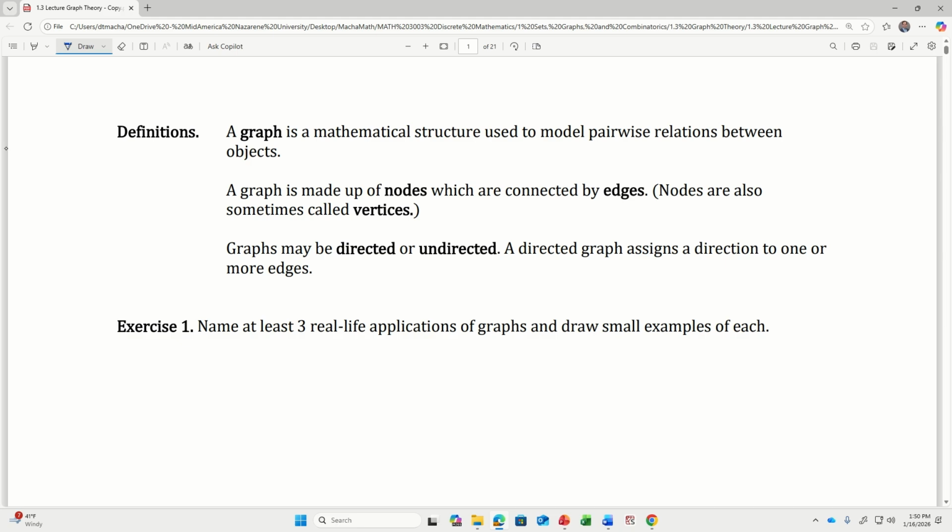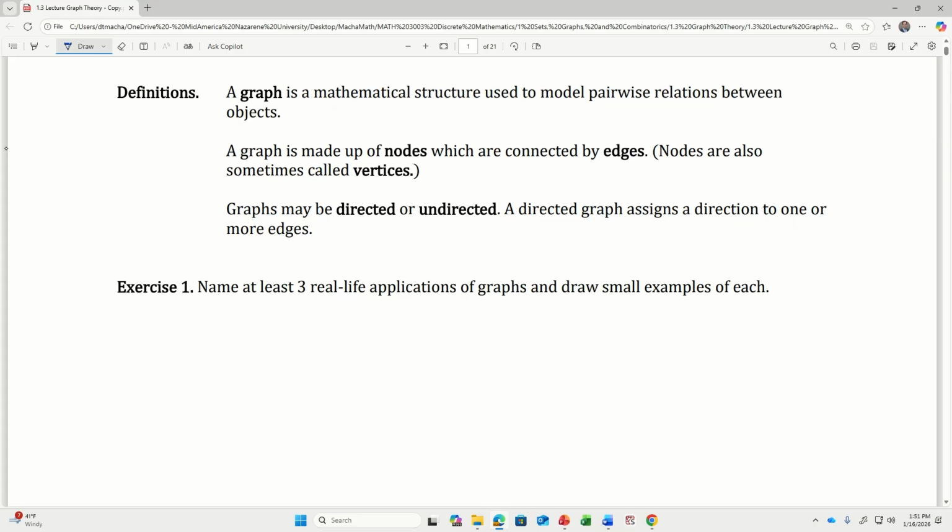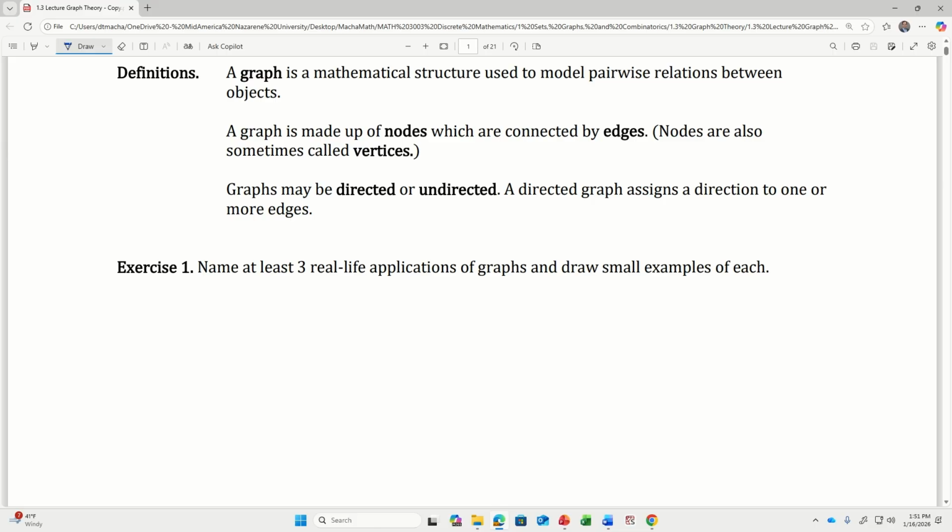Whenever IEEE says graph, what they mean is a mathematical structure used to model pairwise relations between objects. A graph is made up of nodes and edges, and sometimes people call the nodes vertices. So if you read another source and it's talking about a vertex and an edge, vertex means node, node means vertex, it's the same thing.